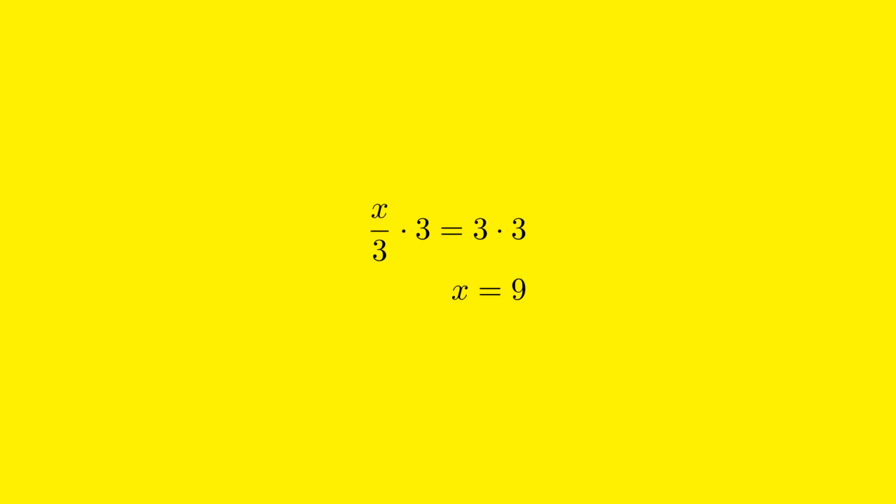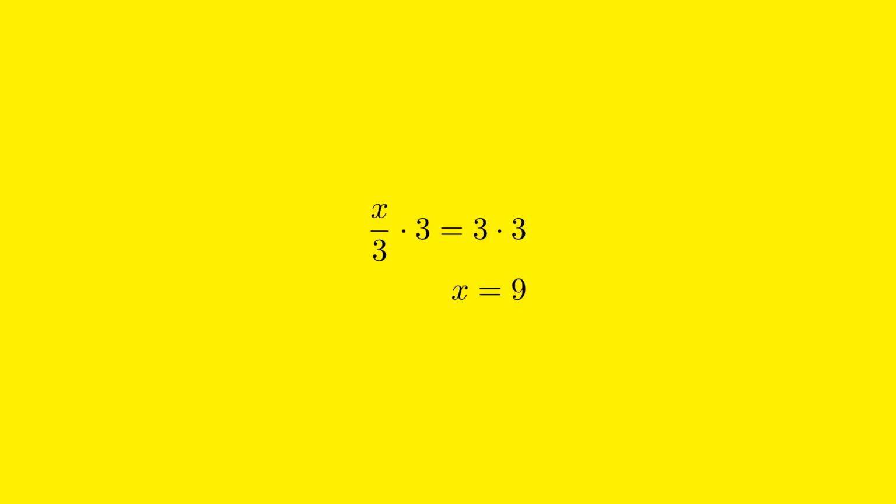Why do we do this? Multiplying by 3 will cancel out the division by 3 on the left side, leaving us with just x. However, similar to the previous step, we must ensure the equation remains balanced. So if we multiply the left side by 3, we must also multiply the right side by 3.